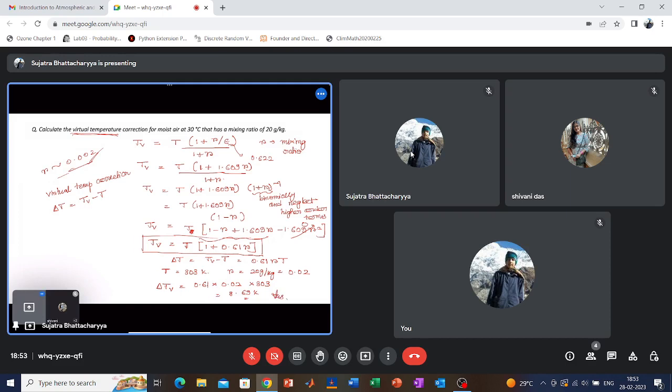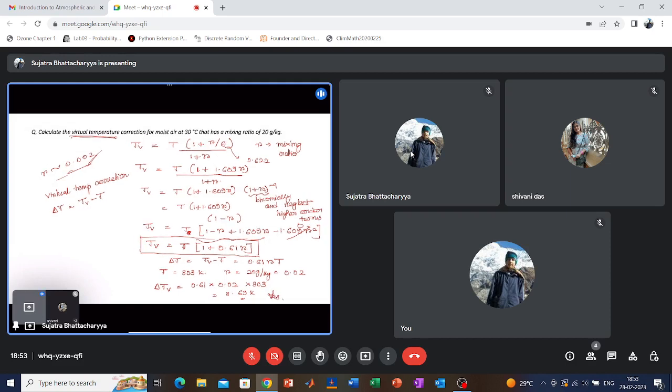Okay. So here we have seen the virtual temperature correction, how to make it, and the virtual temperature formula. If you have to calculate any numerical, of course the mixing ratio should be given, then only you can calculate the virtual temperature. And we have seen how to calculate the virtual temperature correction if the mixing ratio and all the other things are given.